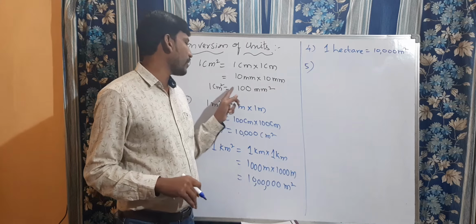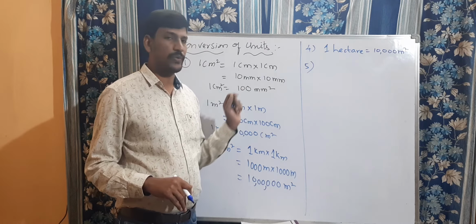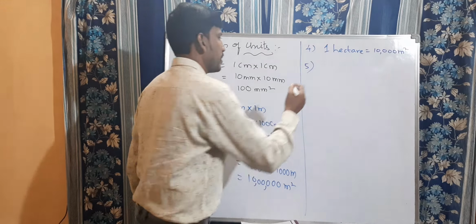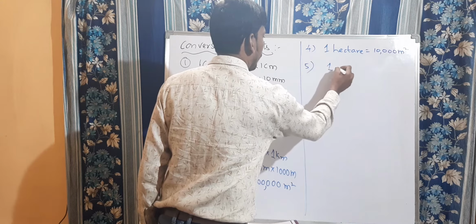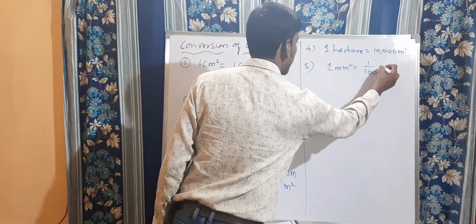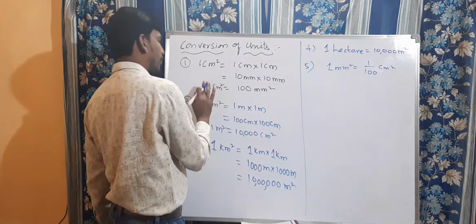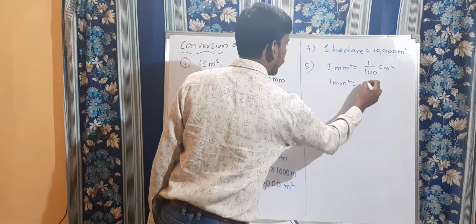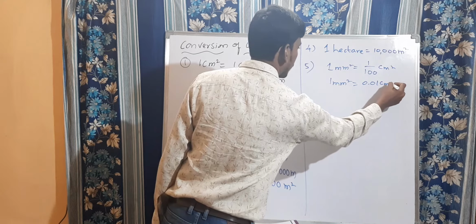1 centimeter square equal to 100 millimeter square. Then 1 millimeter square equal to how many centimeter square? See this here. 1 millimeter square is equal to 1 by 100 centimeter square. Just transfer this 100 to the denominator. You will get 1 millimeter square is equal to 0.01 centimeter square.